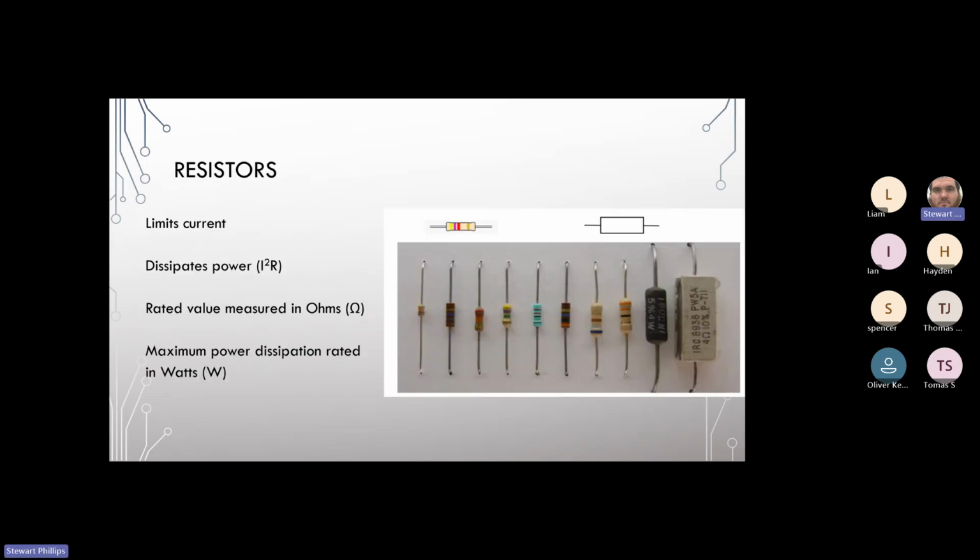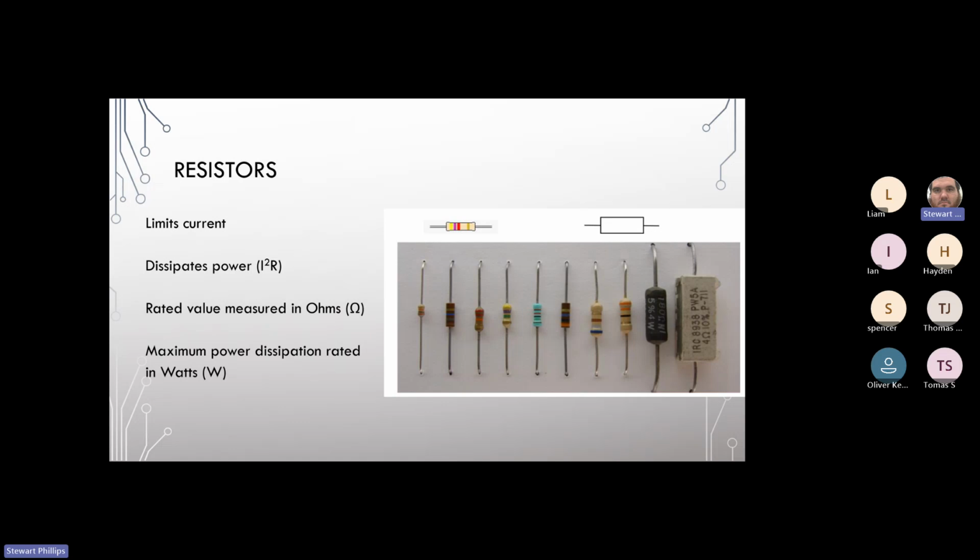Cool. So resistors. The main purpose of resistors is to limit current and dissipate power. They're rated in ohms, as most of you will know, and the maximum power dissipation rating is in watts. They're a passive two-leg component used to limit current or set voltage levels in circuits. They come in preferred values, so 1, 1.2, 1.5, 1.8, 2.2, 2.7, 3.3, and so on. And maximum power dissipation determines component size.